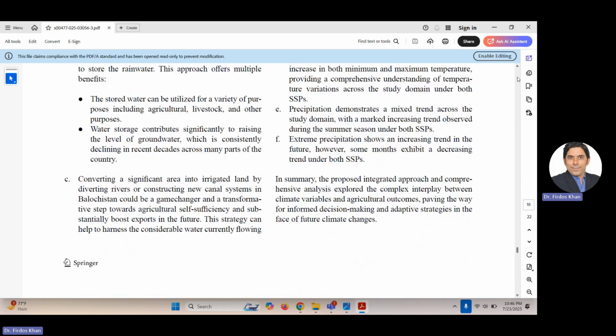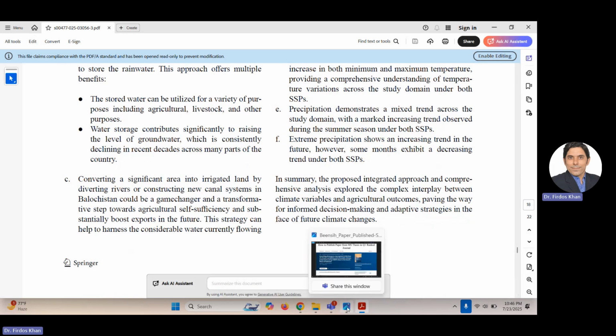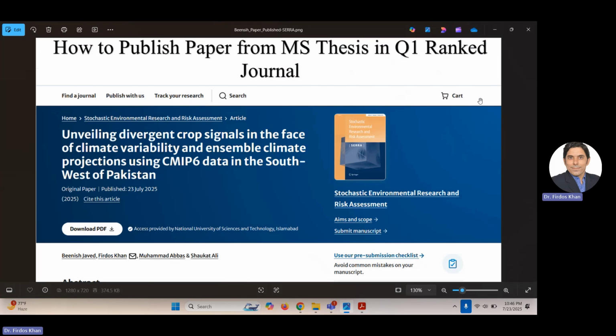Okay, so how can you publish a good paper? I mean, a paper in a Q1 journal from your MS thesis, of course, from a PhD thesis as well. But this is particularly related to MS thesis. You need to have some innovation. You have to do something that can be very helpful for the common people, for relevant stakeholders like agriculturists, for the environmentalists, and for the majority of the people.